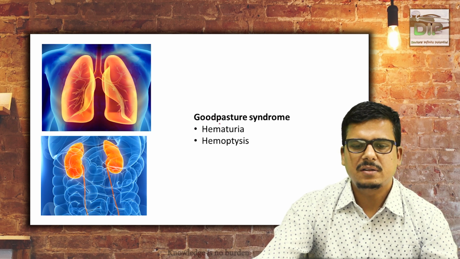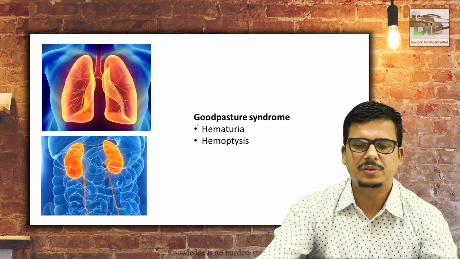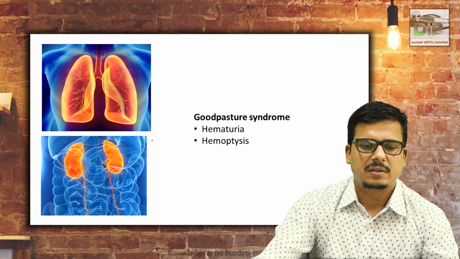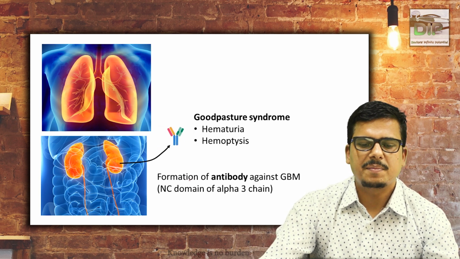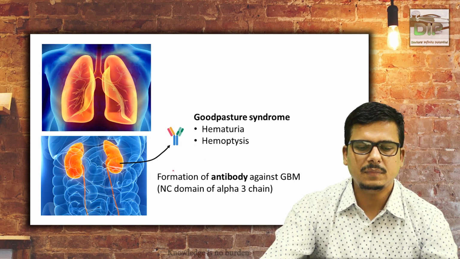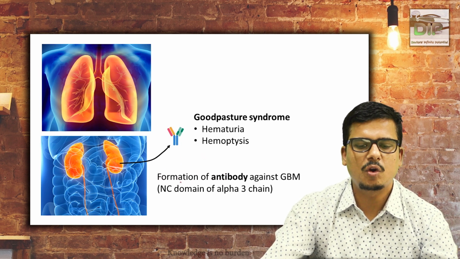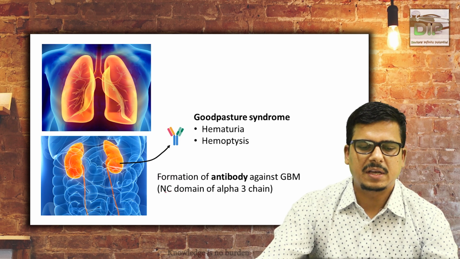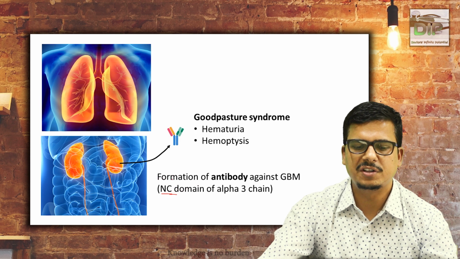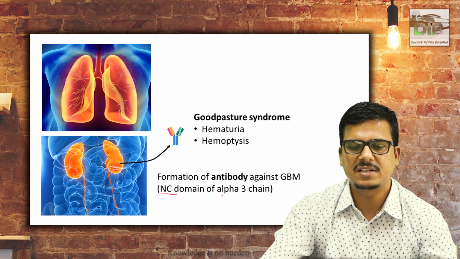Another clinical condition is called Goodpasture syndrome, which is featured by hematuria and hemoptysis. There is the formation of antibodies against the glomerular basement membrane. So basically the antibody is formed against the non-collagenous domains, those round structures at the end of the collagen chains.